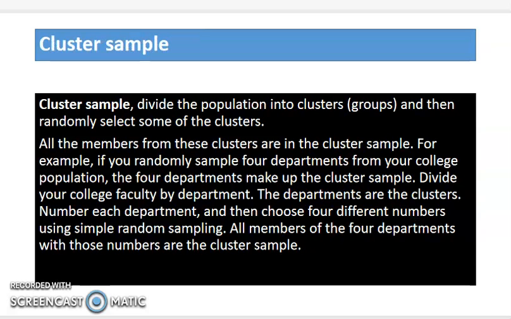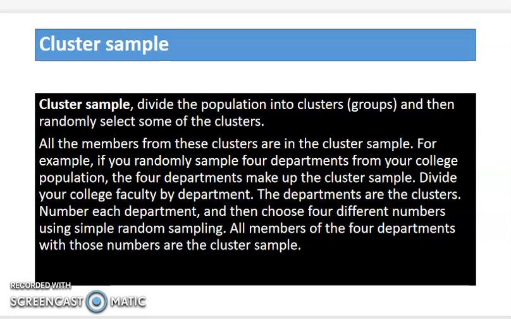Now, cluster sampling. Cluster means groups. Divide the whole population into cluster groups and then randomly select some of the clusters or groups. Okay, all the members from these clusters are in the cluster sample.